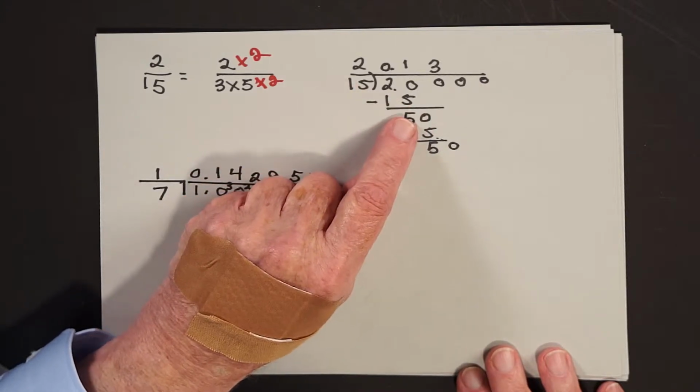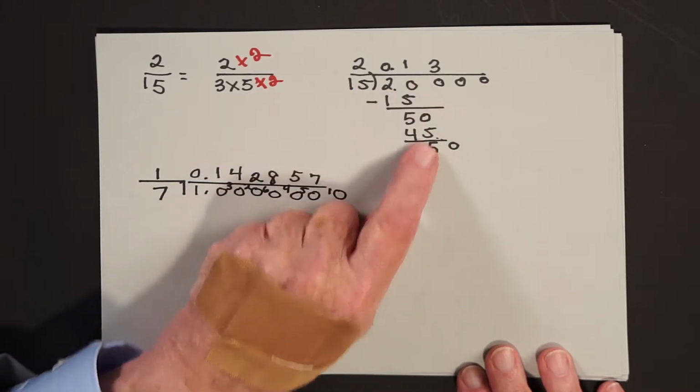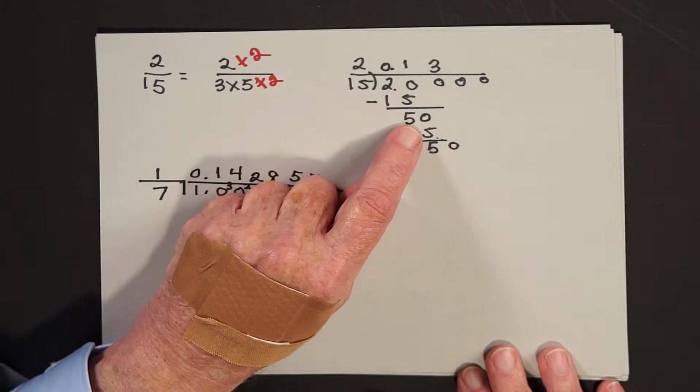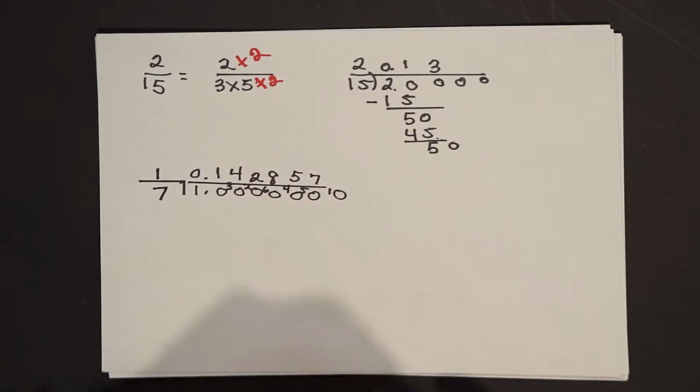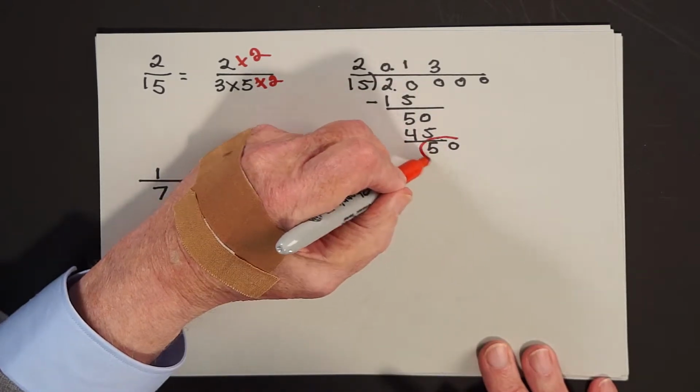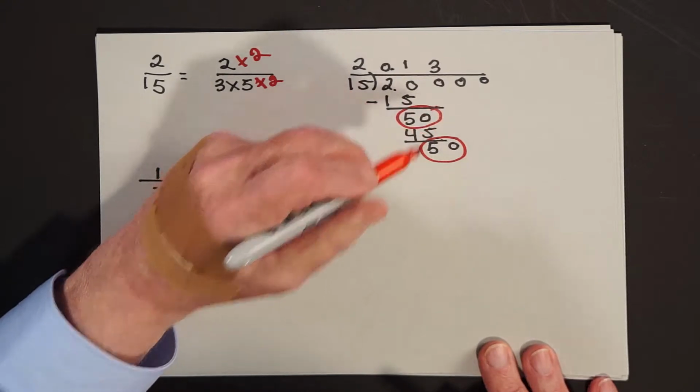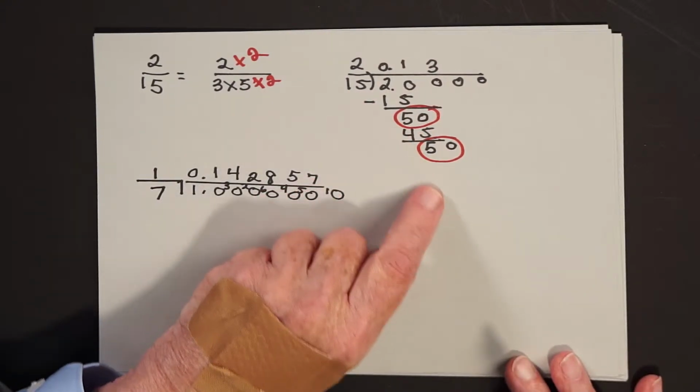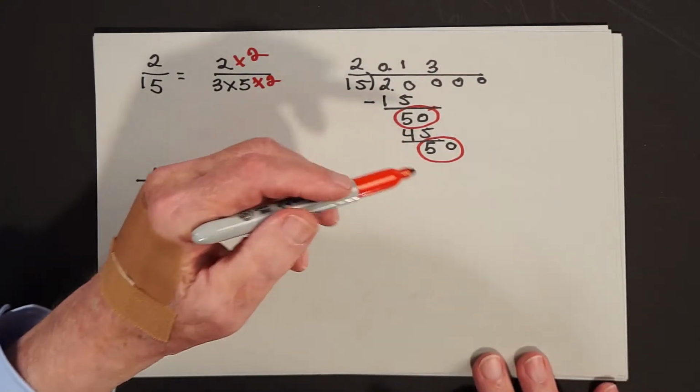15 goes into 20 once with a remainder of 5. I bring down the 0. 15 goes into 50 3 times with a remainder of 5. And look, I've just repeated the remainder. What's going to happen now? I don't even have to do any more.